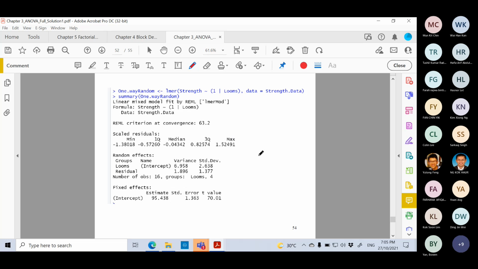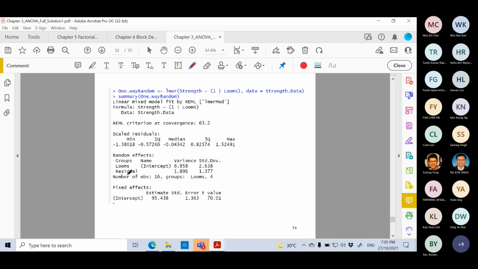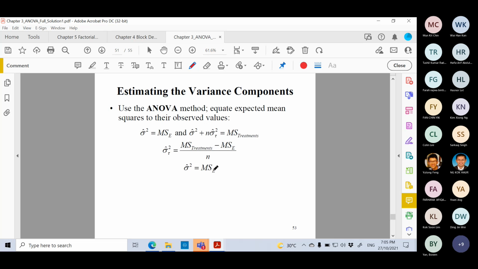Under the random effect model, you cannot use ordinary ANOVA anymore. In the R software, I will use a linear model here. Then you will get your result for the random effect model. They come out with the statistic of the residue here, and they also give the variance components. The 6.958 refers to the variance of the tau here. The variance for the residue is 1.896.